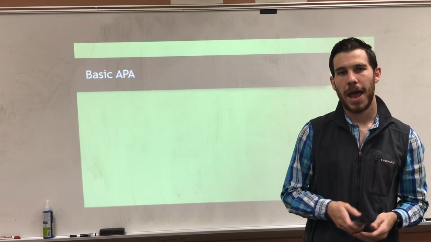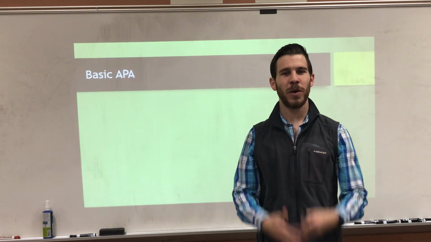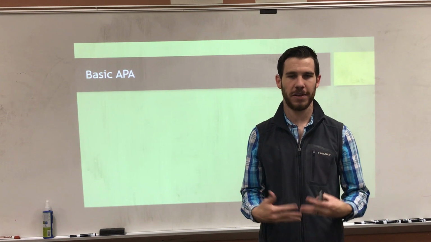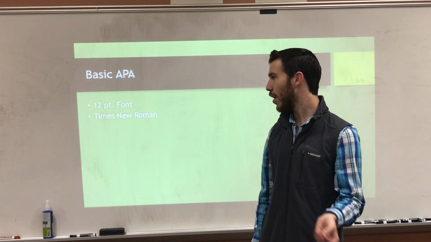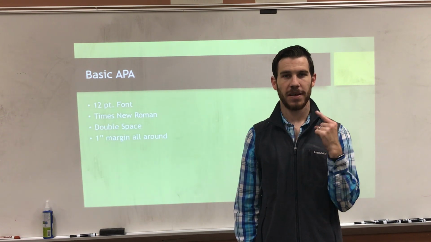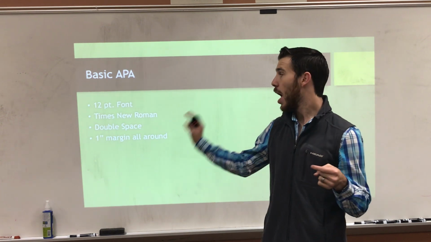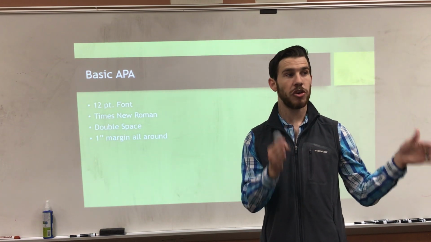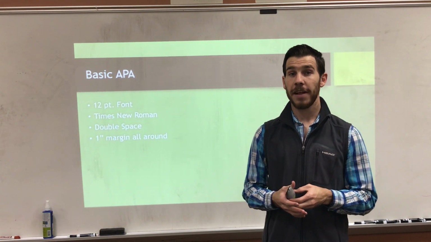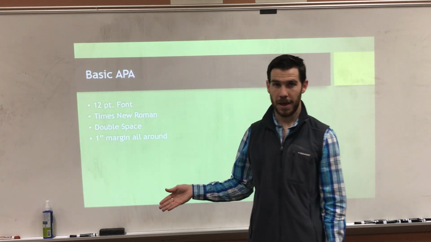Basic APA format. First of all, I just want to cover basic things. This is what I can tell right away from a paper if it's missing or not. You need to make sure that you are using Times New Roman 12-point font, double spaced, and it needs to be 1-inch margins all the way around. Now, realize, the 1-inch margins could change. Different publications might say, oh, we need 2-inch margins or different things like that. That's okay. But for now, we're going to use 1-inch margins, and that's basic APA format.